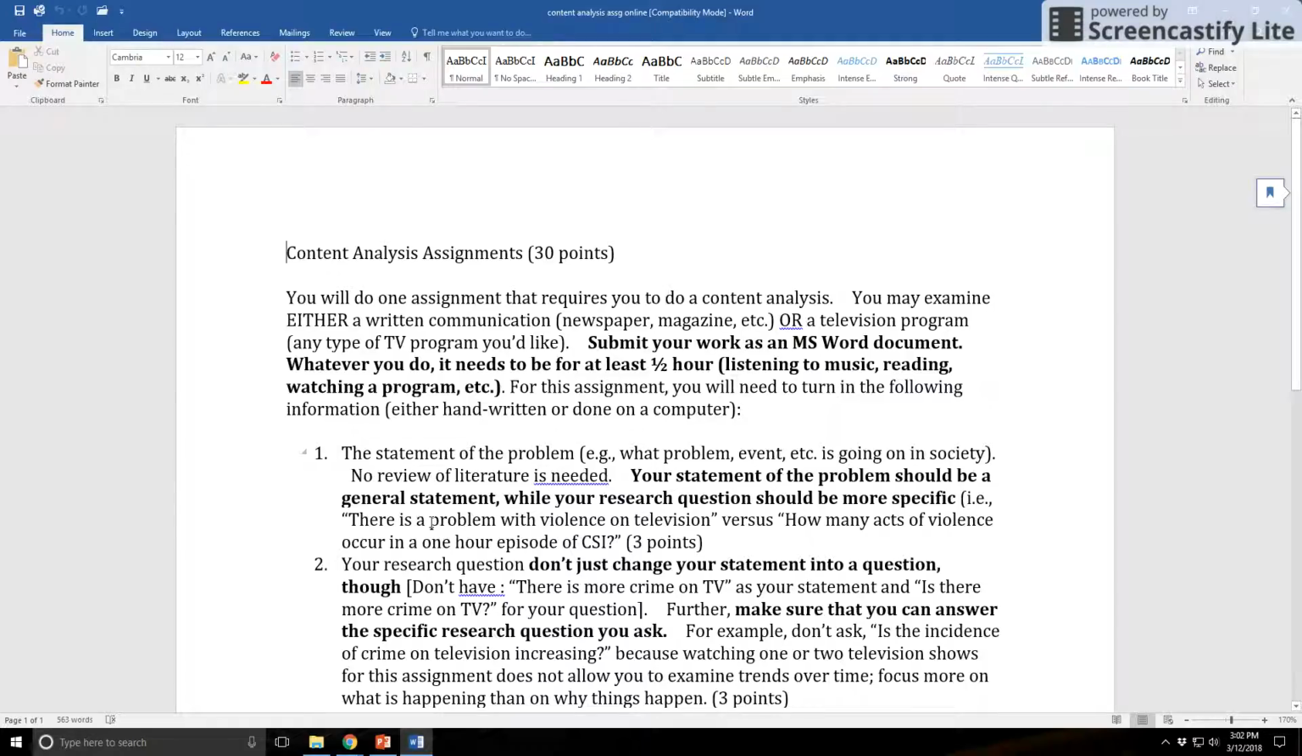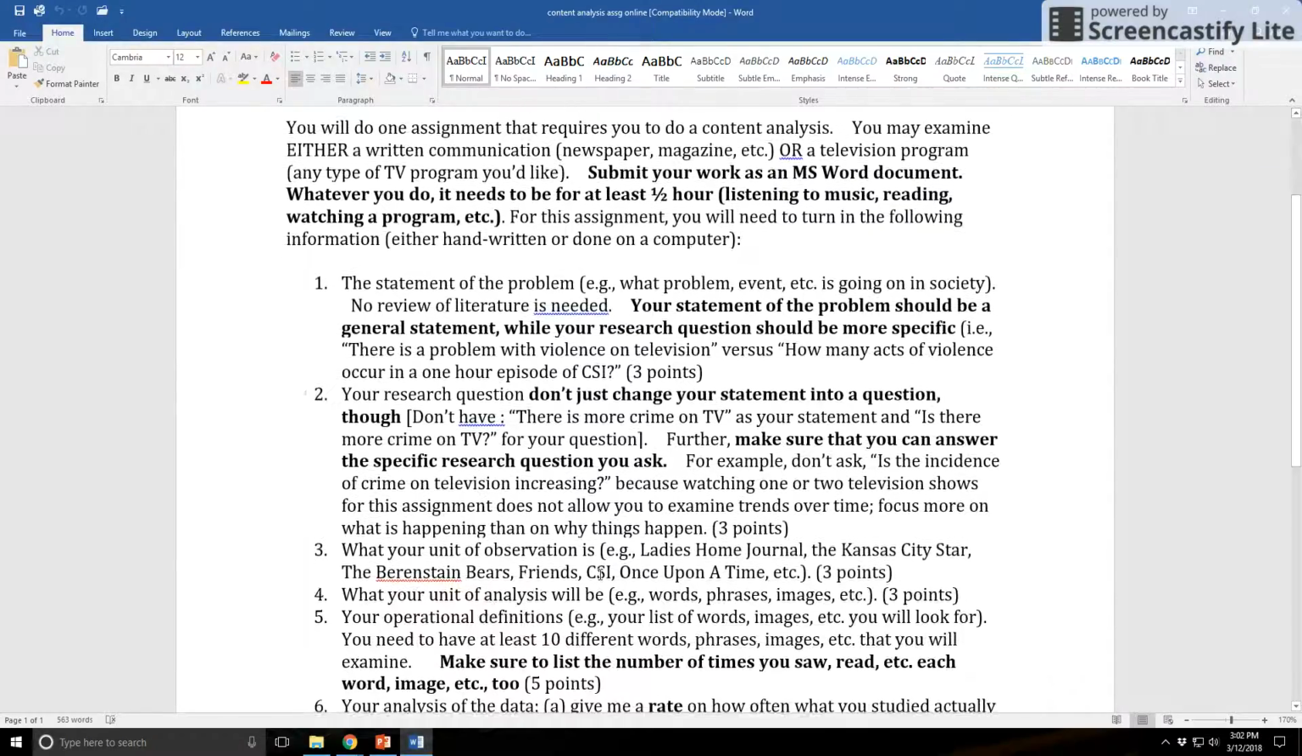So only ask a question, or research question is 2, only have a statement and question, numbers 1 and 2, that you can address by watching or reading or listening to something. And don't just change your statement into a question for number 2. That could be contradictory, as the example shows here. So if my statement of the problem is there's more crime on TV, but then my research question is are there more crime on TV? The question contradicts the previous statement. So look at those two things carefully.